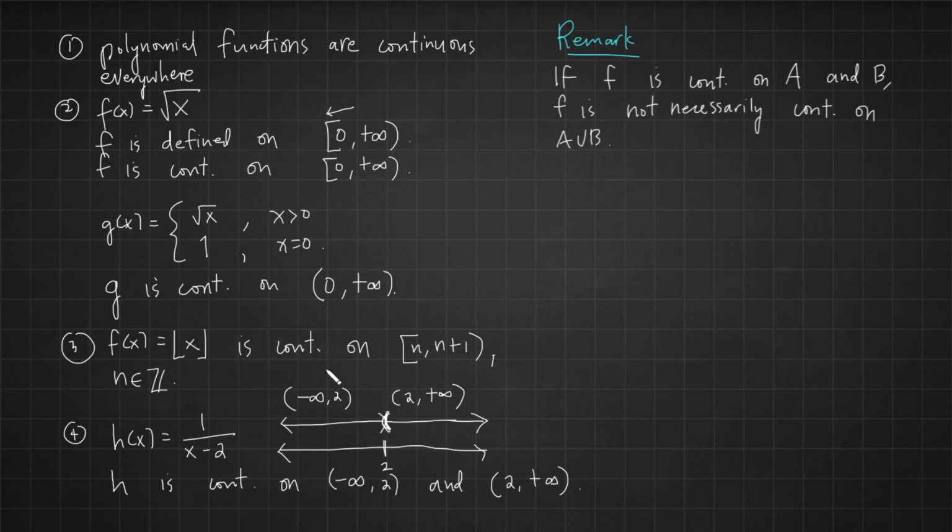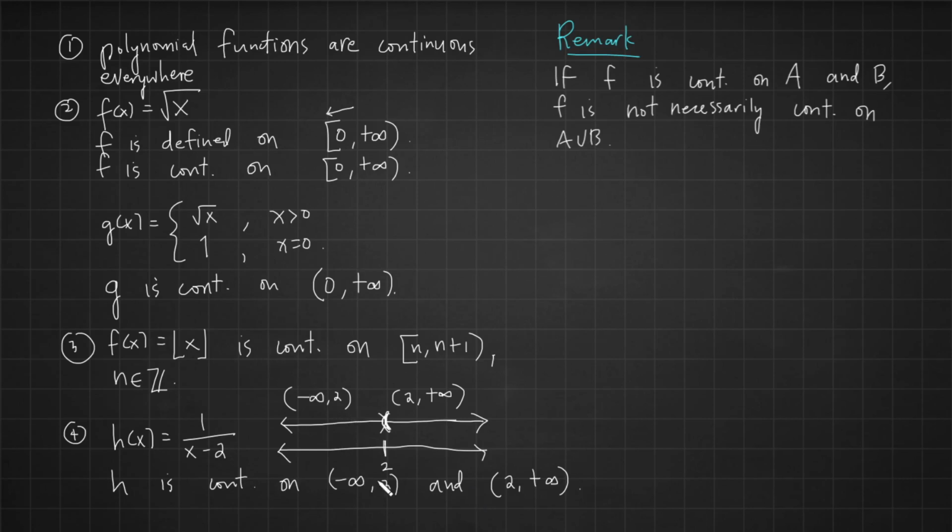Okay. So the floor function is continuous on the interval n to n plus 1. Kapag kinuha natin yung mga union nito, itong mga interval na to, over all integers n, we will just get the entire set of real numbers. And the floor function is not continuous everywhere. Okay. So that's one counterexample. A function which is not a counterexample would be h. So h is continuous on negative infinity to 2 and also on the interval 2 to positive infinity. Kapag kinuha natin yung union nila, continuous pa rin yung function dun sa union na yun.